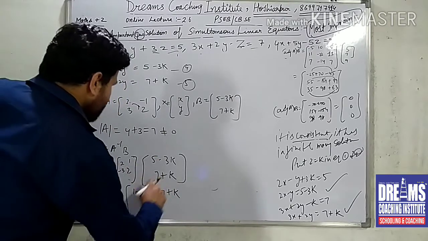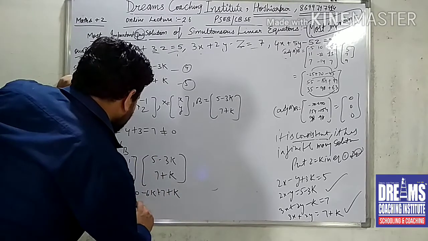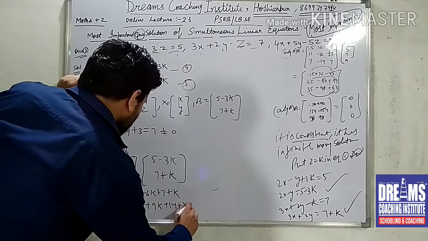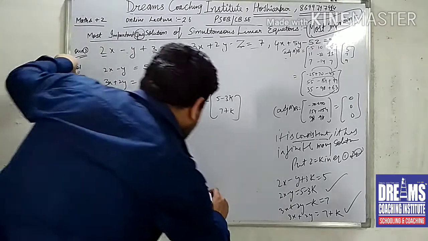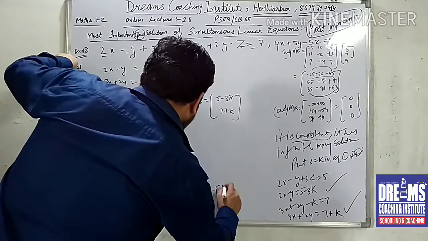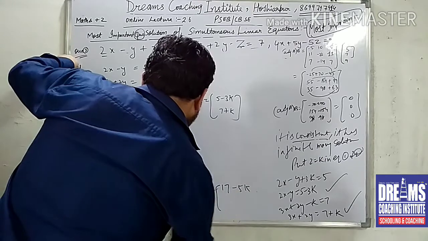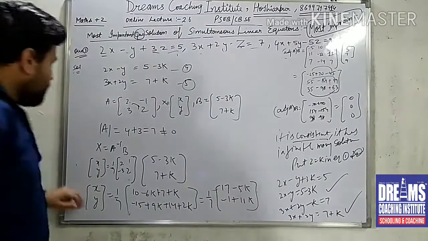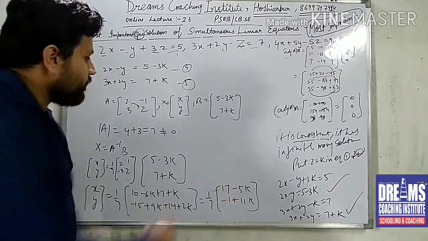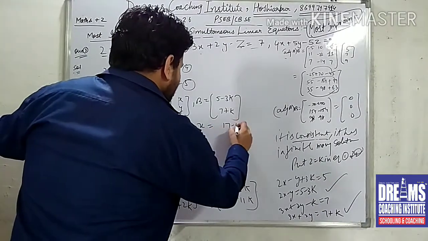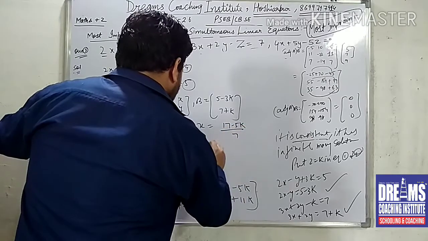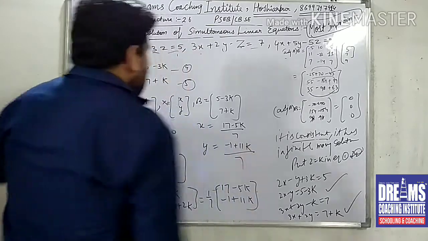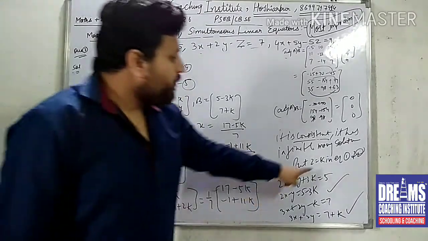And now this row with this column. This comes to be minus 15 plus 9k, and 2 into 7 is 14 plus 2k. So this comes to be 1 by 7 into 10 plus 7, 17, minus 5k, and this is minus 1 plus 11k. So these are the elements. X की वैल्यू क्या हो जाएगी? 17 minus 5k. So x is equal to 17 minus 5k over 7 and y is equal to minus 1 plus 11k over 7. So this is x, y, and z here is k.